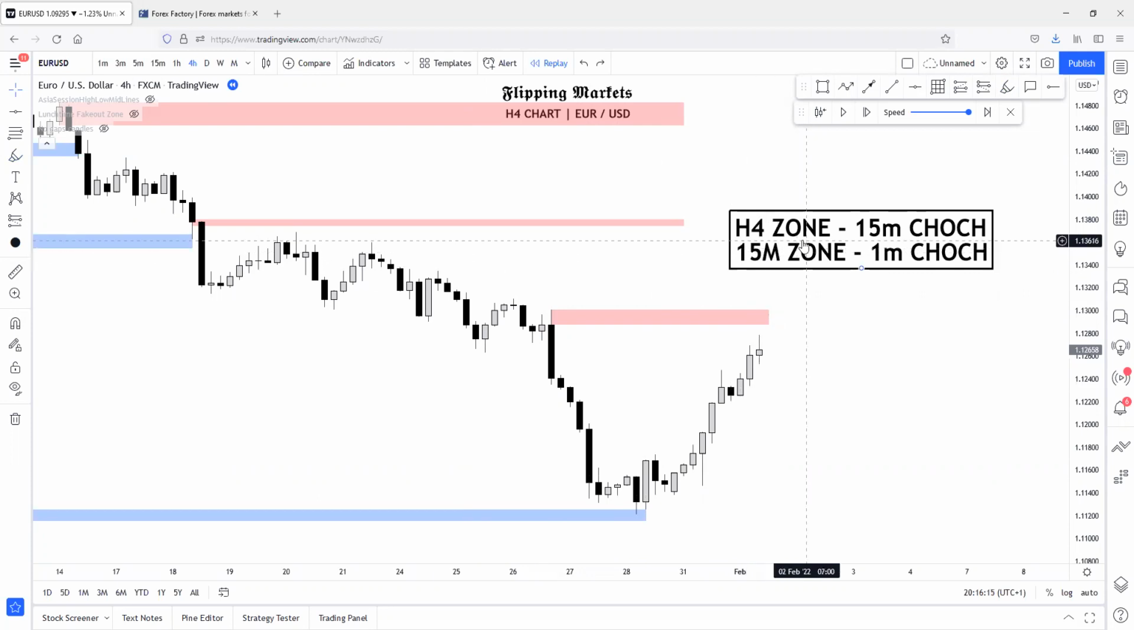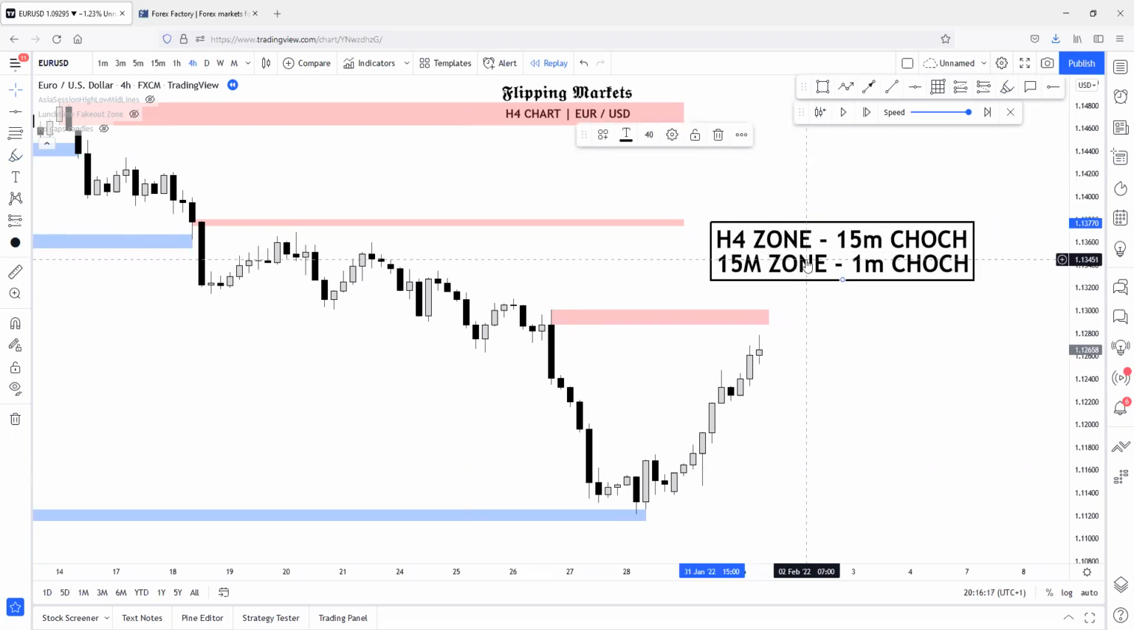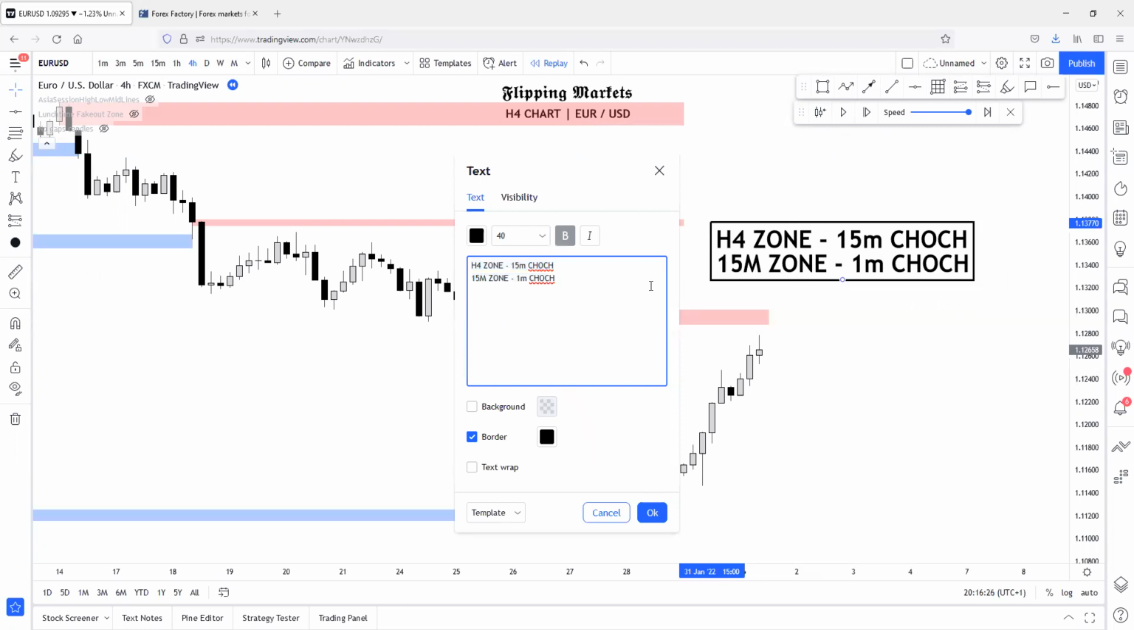Okay, just memorize this. 4-hour zone, 15-minute change of character. 15-minute zone, 1-minute change of character. 4-hour refined to 15-minute zone, 15-minute change of character. I will just write it down here again. 15-minute refined from 4-hour, 15-minute CHoCH.